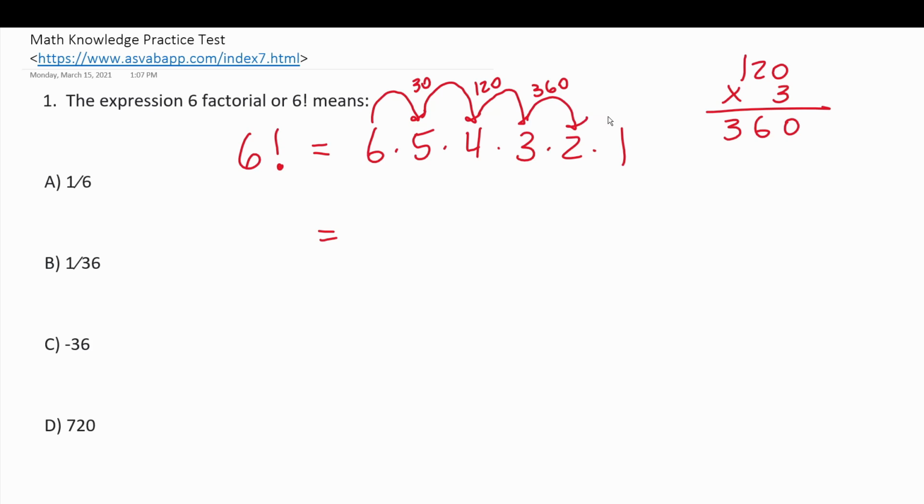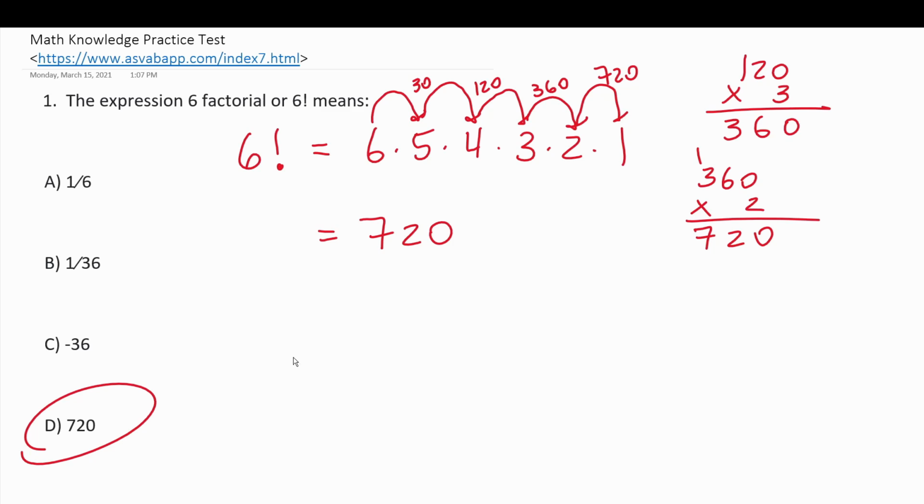Then we're going to multiply that by 2. Likewise, you should be able to do that mentally, but if you want to play it safe, you can go ahead and do that off to the side here. 0 times 2 is 0. 6 times 2 is 12. Carry a 1. 3 times 2 is 6. Plus 1 is 7. So 360 times 2 is 720. 720 times 1 is just 720. Again, anything times 1 is just itself. So 6 factorial here is 720.